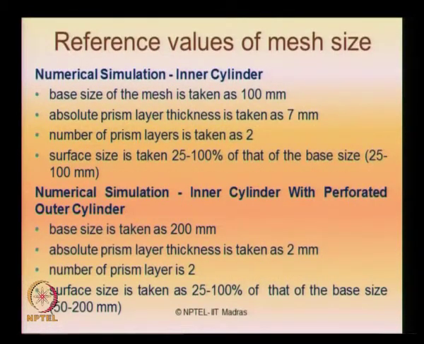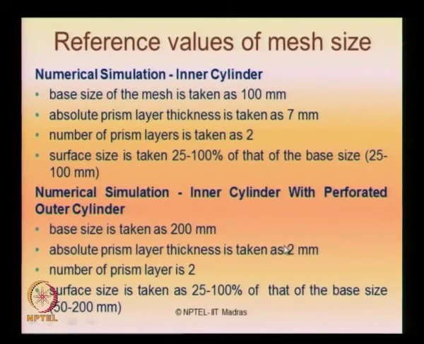If we look at the reference values of the mesh size used in the inner cylinder and the inner cylinder with perforated cover, you can see the base size of the mesh in this case is 100 mm, whereas in this case it is 200 mm, and the absolute prism layer thickness is 7 mm in the inner cylinder, whereas when you use the perforated cover it is taken as only 2 mm.